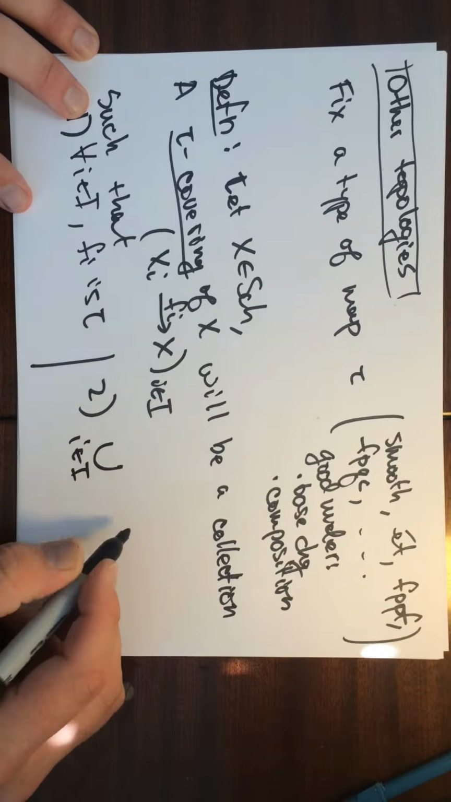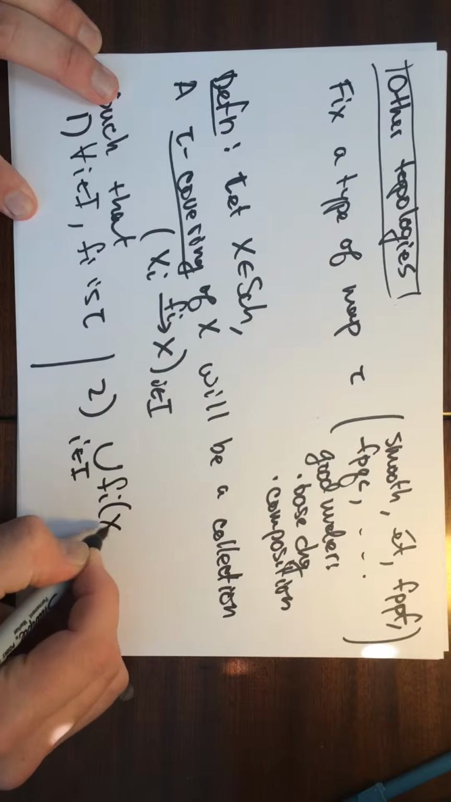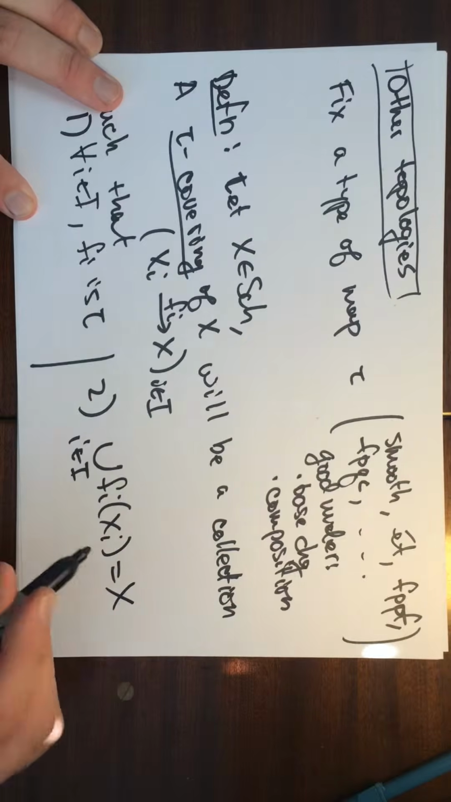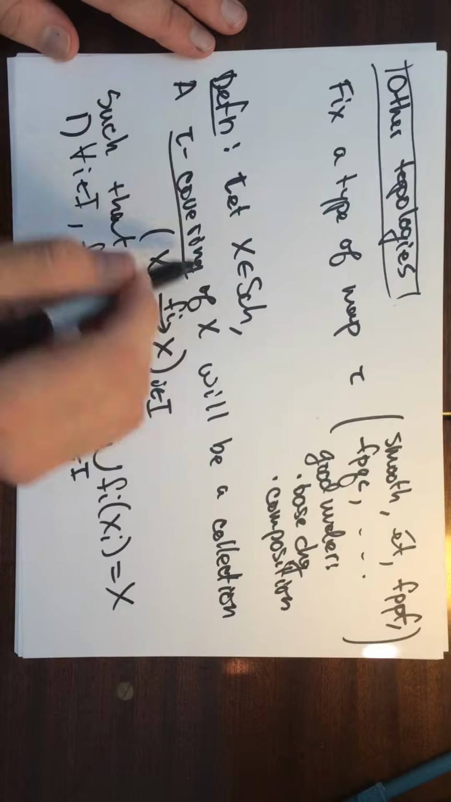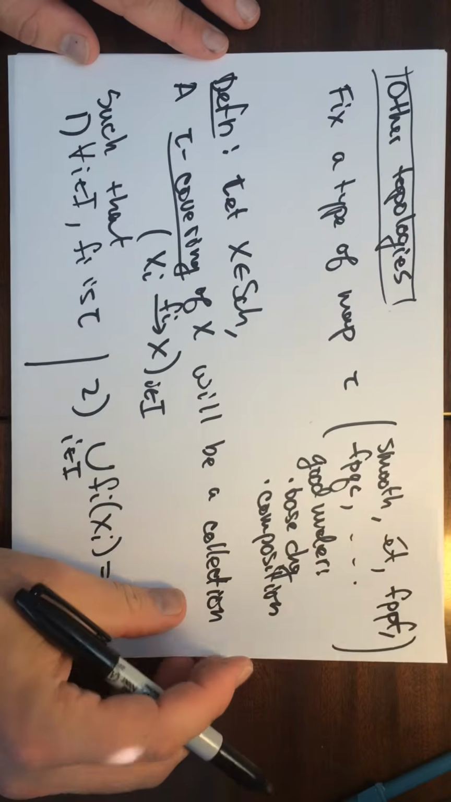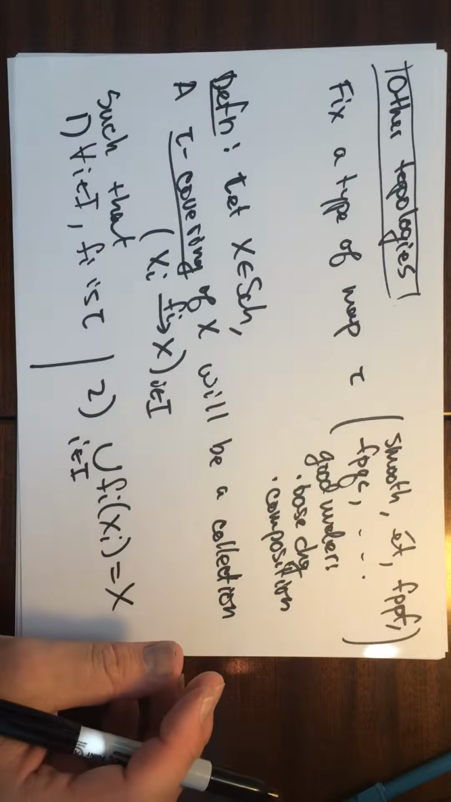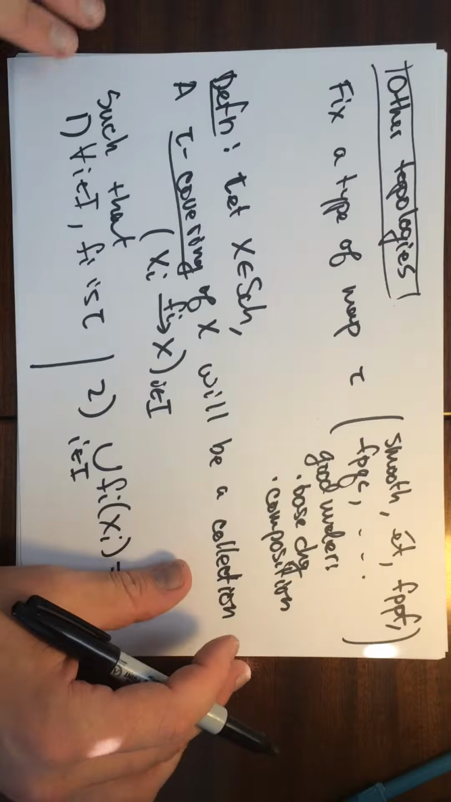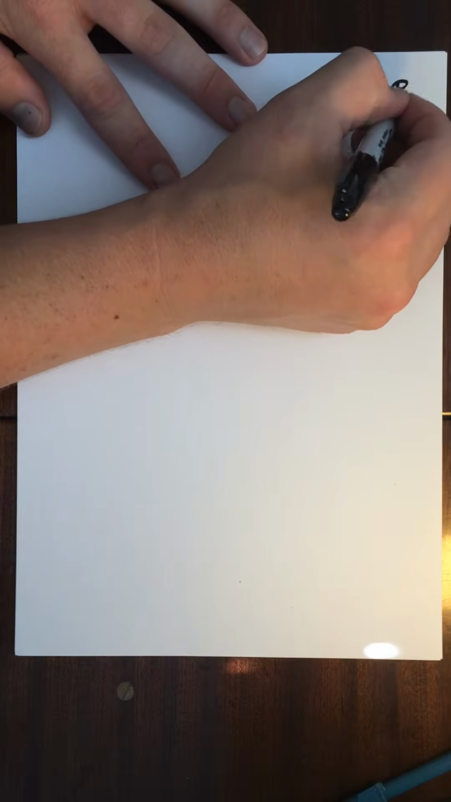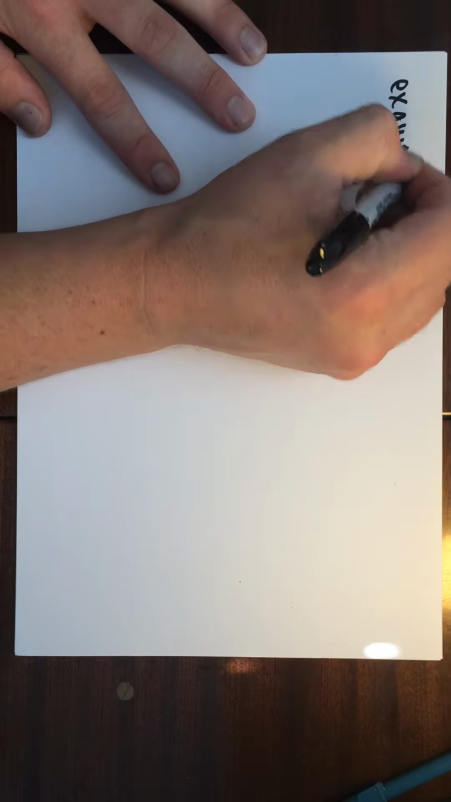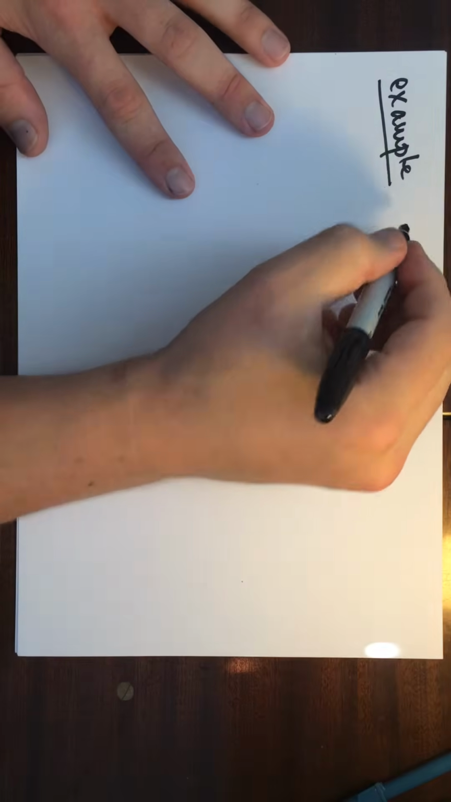And then the other thing that you need to have is that you need to have these things actually cover. So they need to be of tau type and they need to cover. And that's what a tau covering is. Okay, so now that we know what a tau covering is, I can define what a small tau site is. So maybe I'll call this an example, because not all sites are of this form where you fix a type of map.